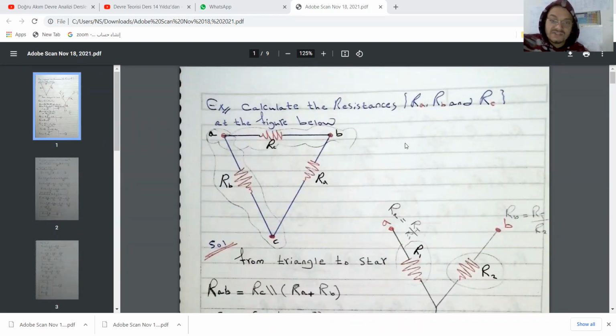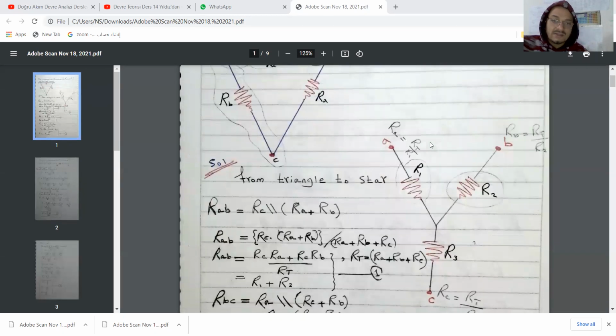Here we have circuits. Calculate the resistance RA, RB, and RC in the figure below. This figure, like a triangle, we will try to simplify using a certain form. We will use it continuously to solve resistances connected like that.